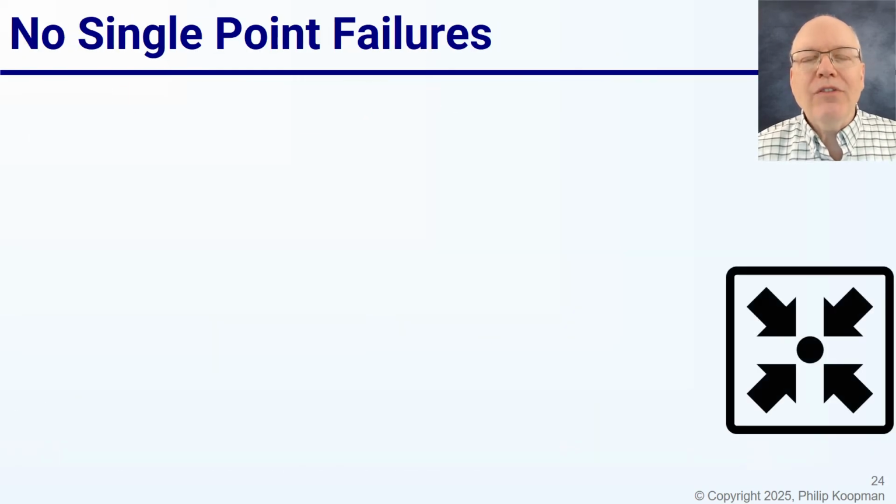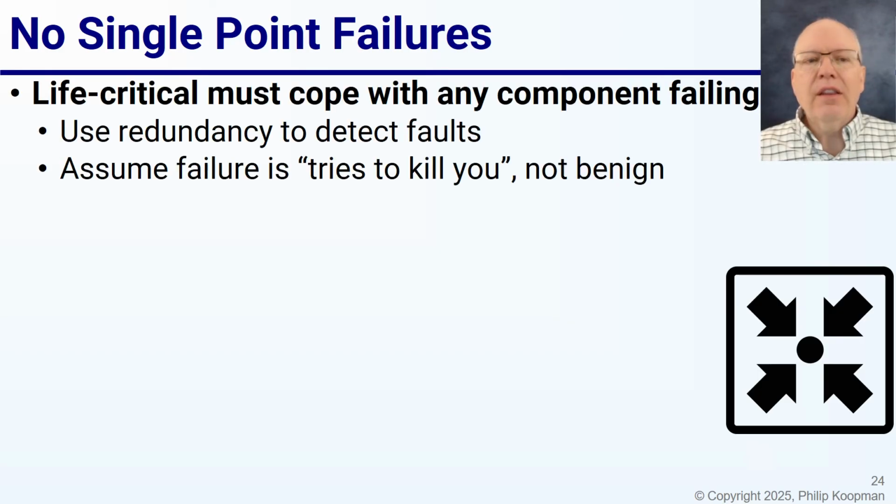A core principle of life-critical systems is no single point failure, because all components break, and they tend to break more frequently than we would really like to have fatal mishaps. So if you have a computer-based system where someone can die, you cannot have single point failures. Life-critical systems must cope with any component failing. You use redundancy to detect the faults and, if necessary, either shut down or have a backup plan to keep operating. You have to assume that any single component failure fails not just I'm going to die and stop working. You have to assume it creates an incorrect output and it's basically trying to kill you.